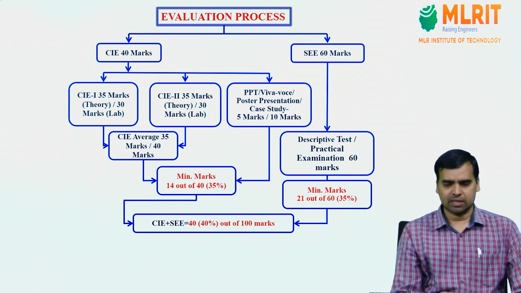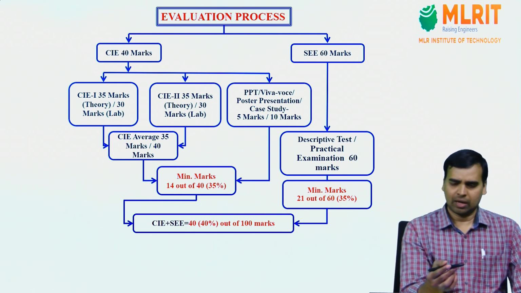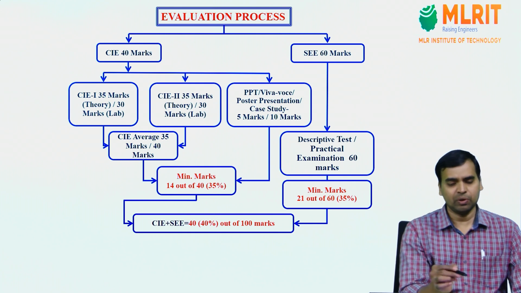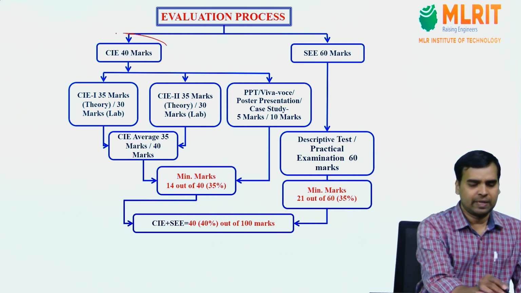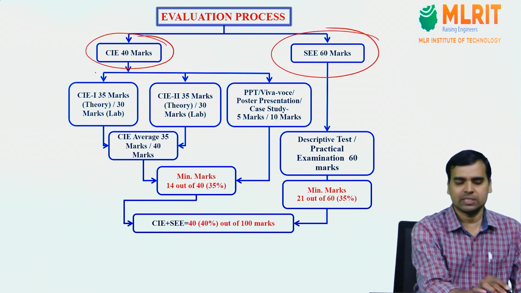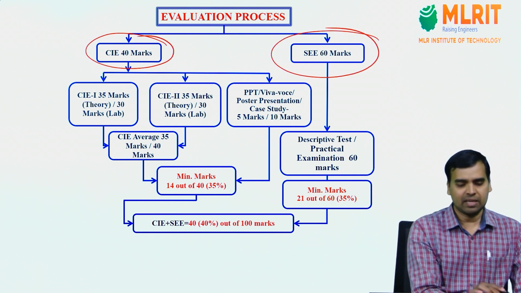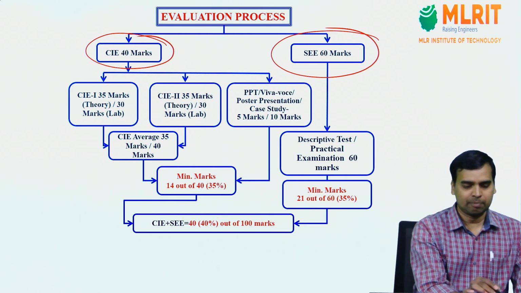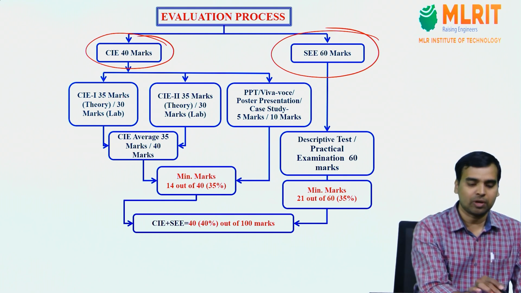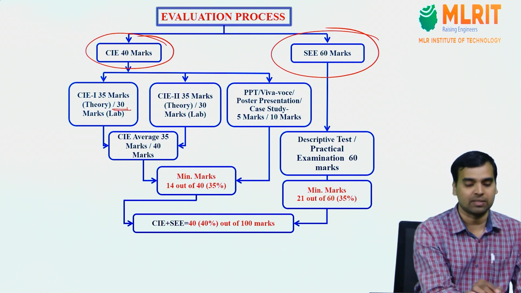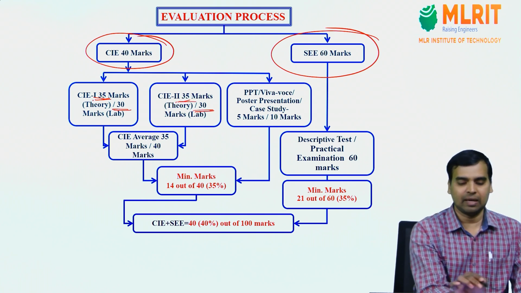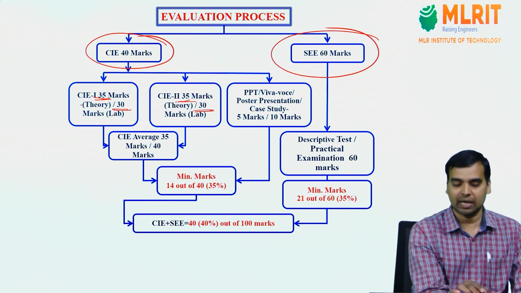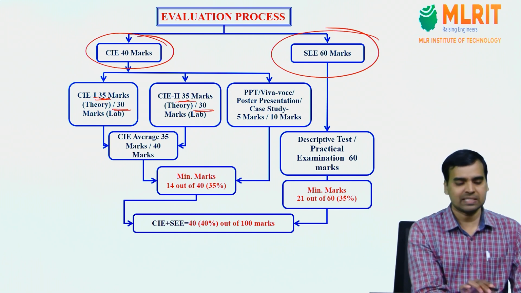Now when it comes to this evaluation process, as I explained all these details in the previous video, once again I am showing. When it comes to each course, either theory or lab, 40 marks for internal and 60 marks for external. So CIE 40 marks, SCE 60 marks. In CIE, for the theory subject, the CIE 1 exam is out of 35 marks, but for the lab, 30 marks. Same for CIE 2: theory 35 marks, lab 30 marks. Finally, it will be evaluated out of 35. CIE 1, CIE 2 theory average 35 and lab also average 30.